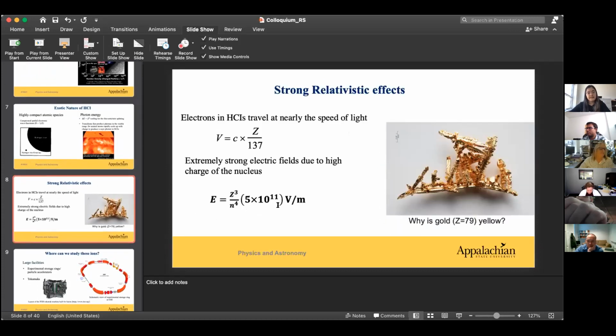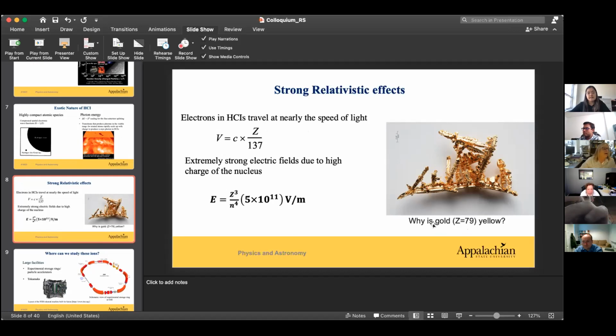The other thing that's exciting about highly charged ions is their strong relativistic effects. So as you can see, electrons in highly charged ions travel nearly at the speed of light. And then they also experience extreme electric fields due to their high charge, which is shown by this equation right here. Now, if you think about the relativistic property of something that has a large atomic number, for example, gold, have you ever wondered why the color of gold is yellow? It's actually because of its relativistic property.